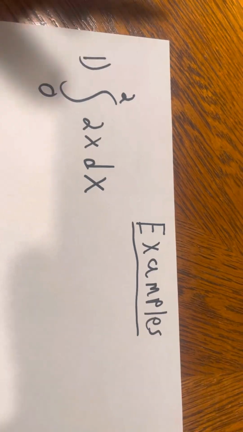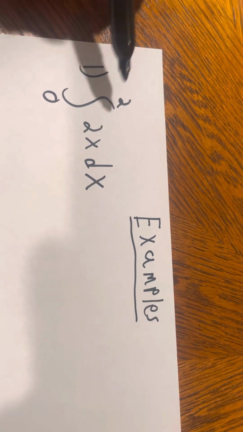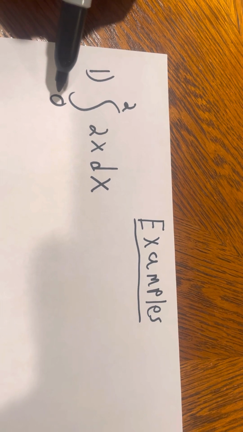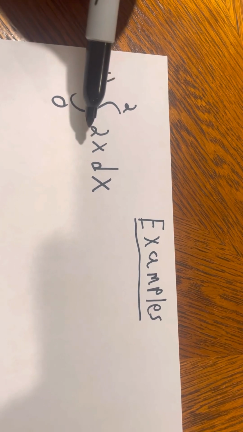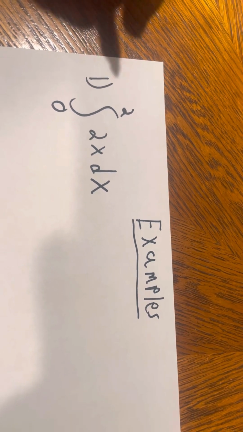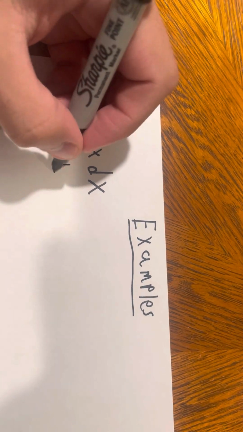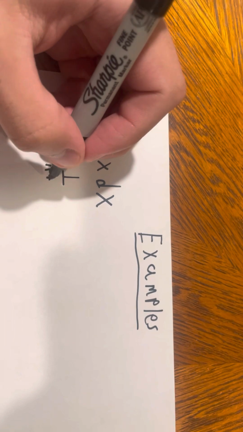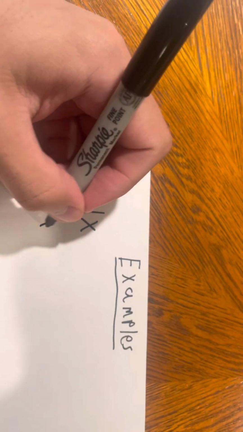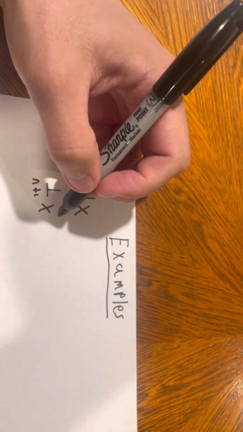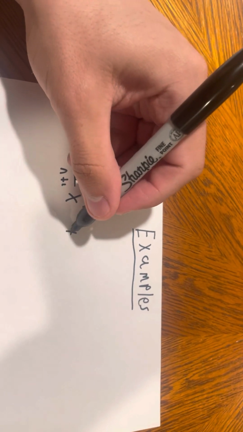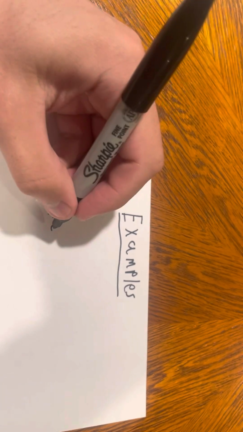So here we go. It's asking us to evaluate this integral from the lower limit of 0 to the upper limit of 2 of 2x dx. Now let's apply the exact same formula that we had last time: 1 over n plus 1, multiplied by x raised to the n plus 1, and then plus c.